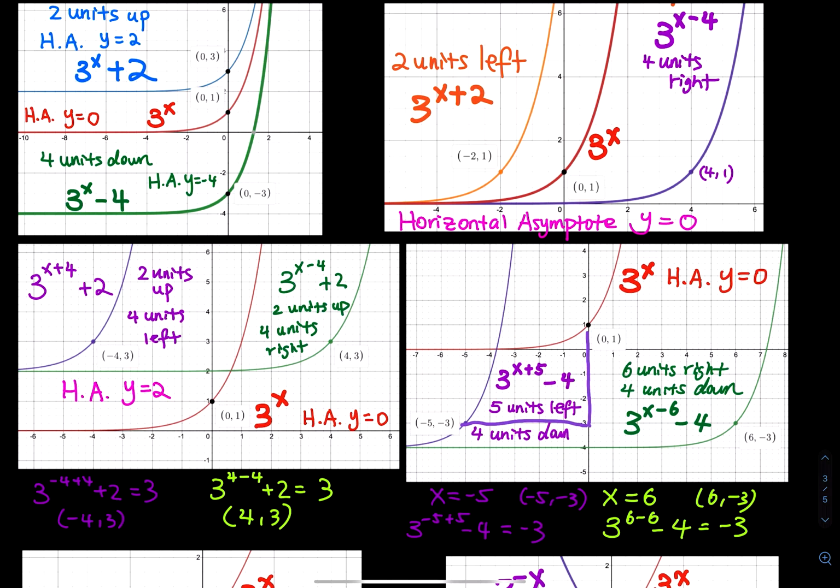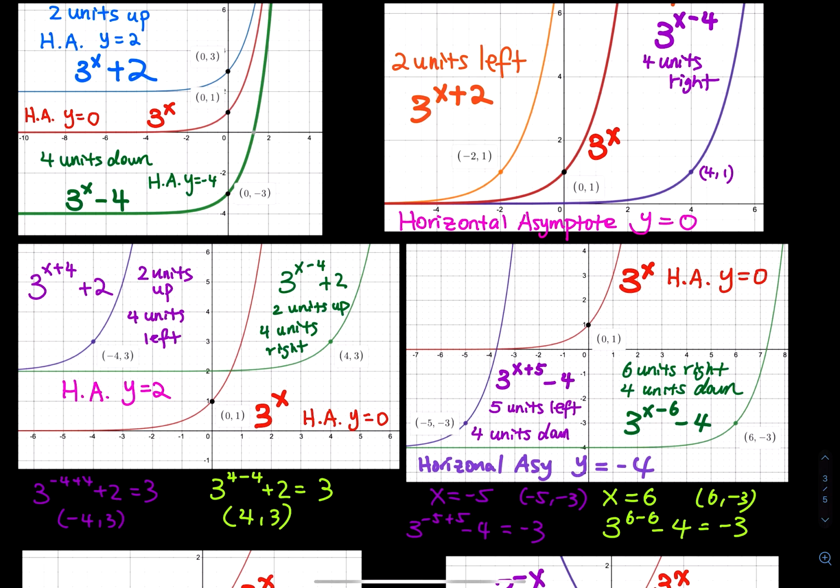Does that change the horizontal asymptote? Of course, because you push the graph down, it was at y equals 0. Since you go 4 units down, now it's at y equals negative 4. Okay, so I should write this down, the horizontal asymptote now is at y equals negative 4.